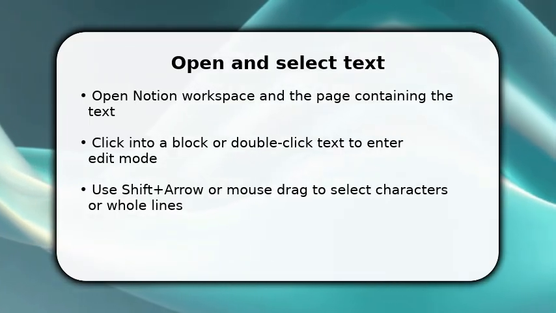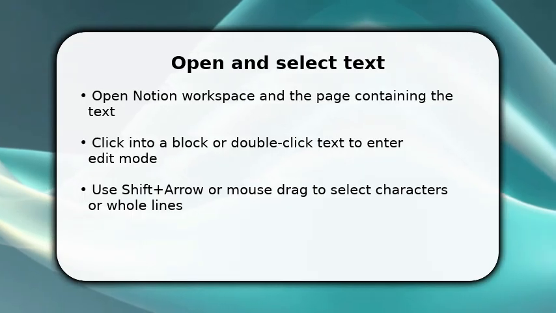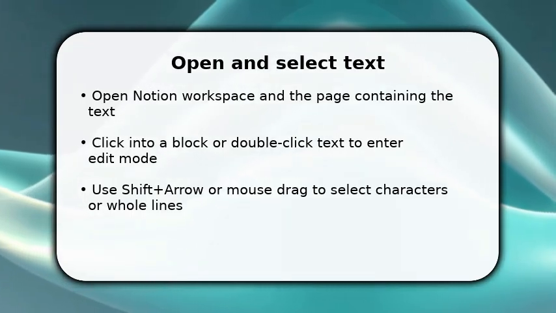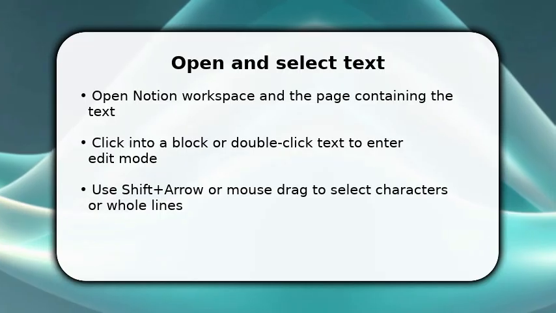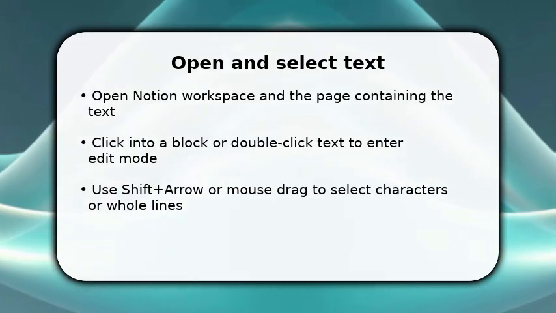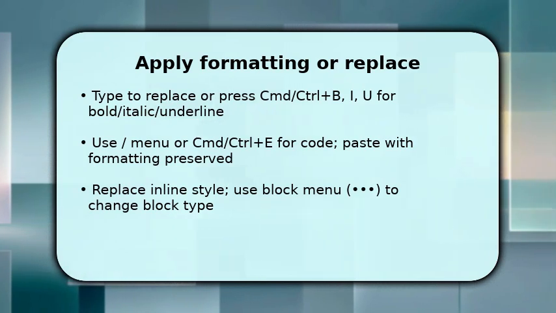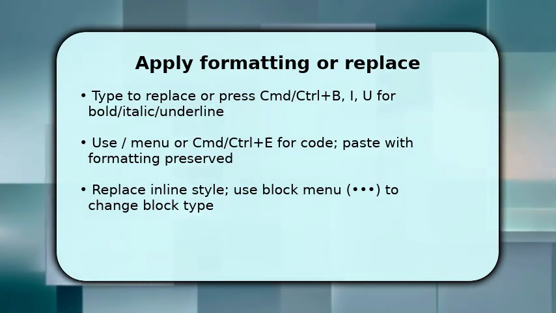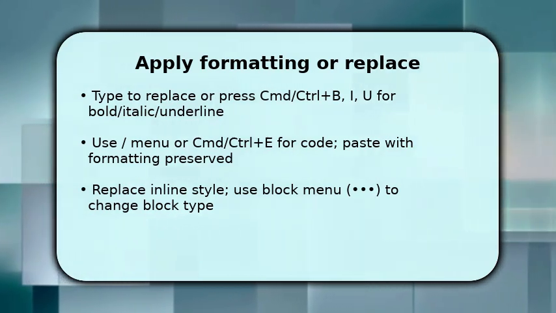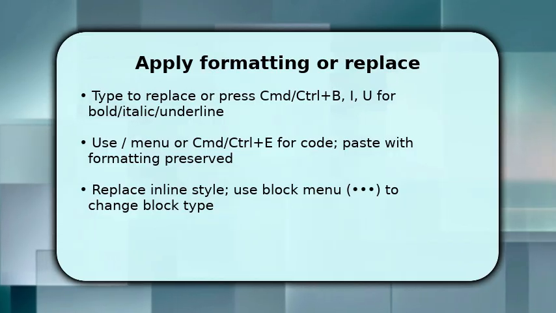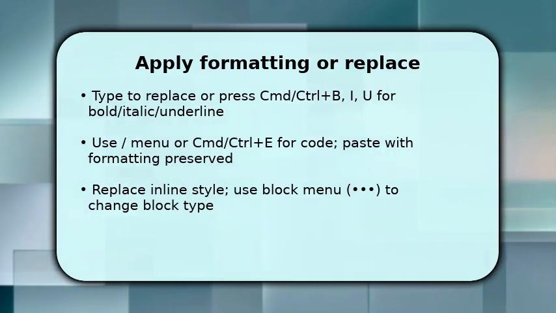This is faster than deleting and retyping. Once highlighted, you can type new text immediately, and Notion will autosave changes so you don't lose progress. Once you have text selected, decide whether to replace it or adjust styling. Type to overwrite or apply formatting shortcuts like CMD or Ctrl+B for bold and CMD/Ctrl+I for italic.